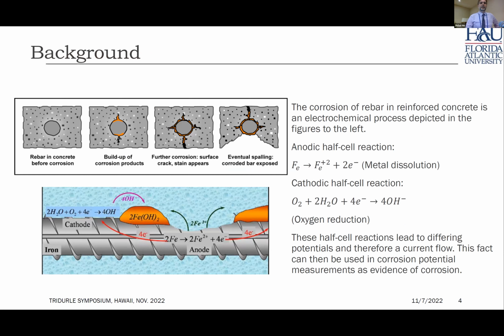But really, the big thing for my research is that as the rebar slowly corrodes, like you can see in the diagram from the top left to the center, first you have the rebar in the concrete before corrosion, and then as the corrosion evolves, there are cracks that form within the concrete, eventually causing spalling.